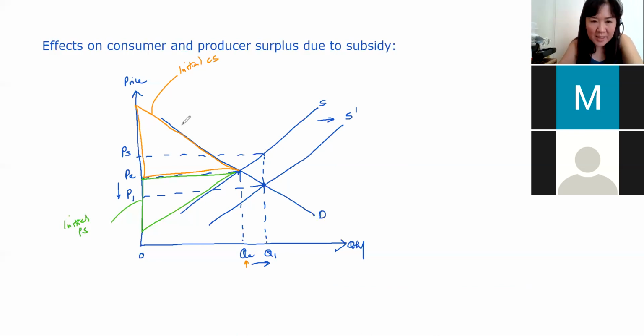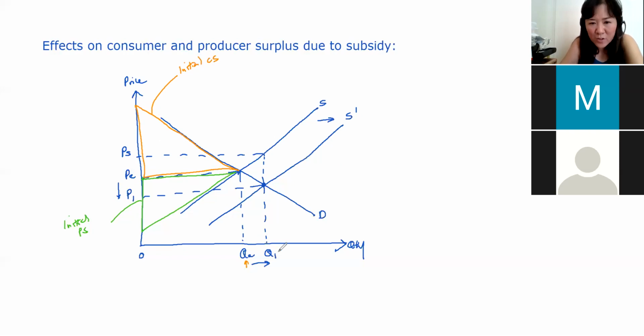Now let us analyze what happens to the consumer and the producer surplus. Let's analyze the consumers first. I'll just use a different color, in order not to confuse. Now, this is the initial consumer surplus.